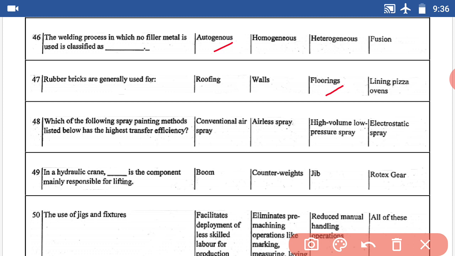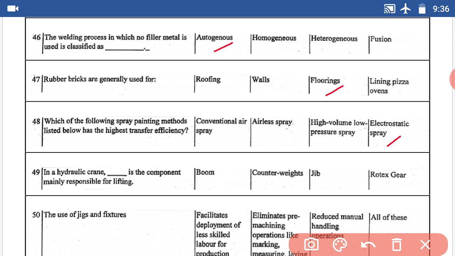Question number 48. Which of the following spray painting methods listed has the highest transfer efficiency? This question's answer is electrostatic spray. Option D is the correct answer, electrostatic spray.